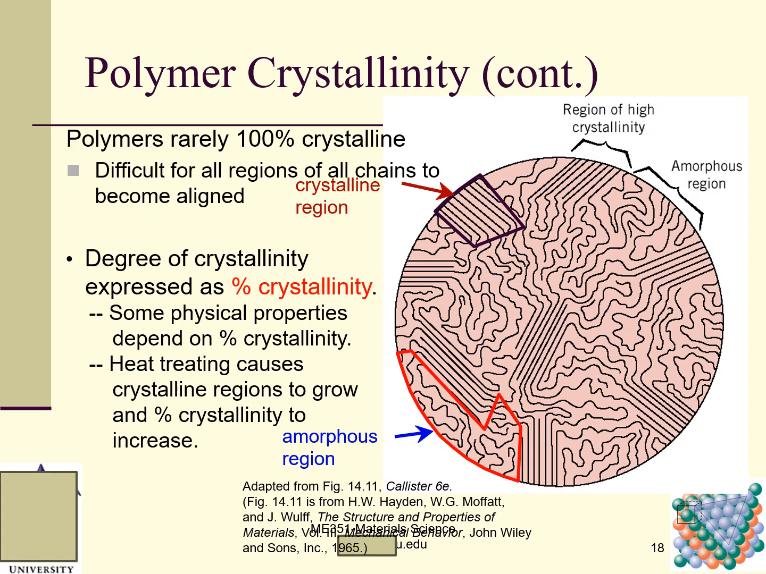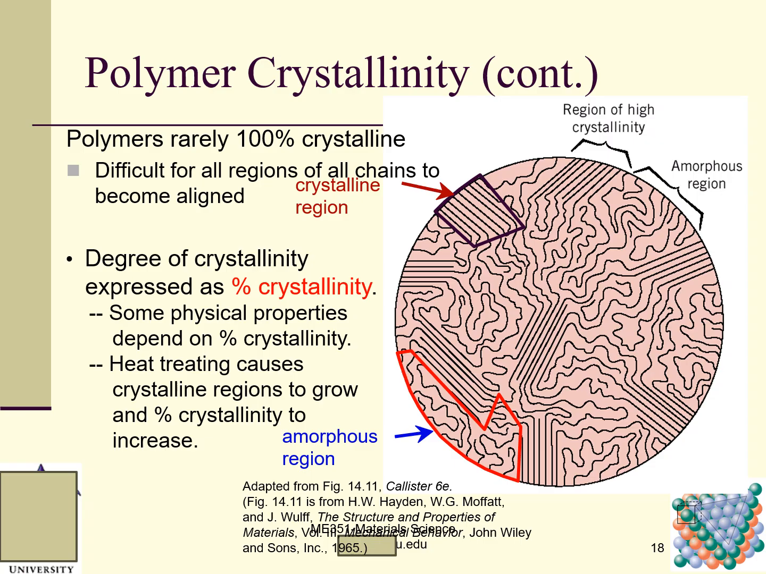On polymer crystallinity, continued. Polymers are rarely 100% crystalline, and as I told you, a polymer is different from metals and metal alloys. It is difficult for all regions of all chains to become aligned. Aligned here means arranged periodically or based on some predictable patterns. Here you can see this one is a crystalline region because we can see the predictable pattern. This region is also a region of high crystallinity, and here is an amorphous region.